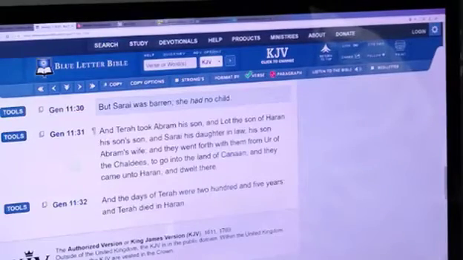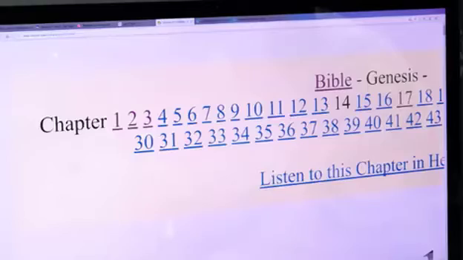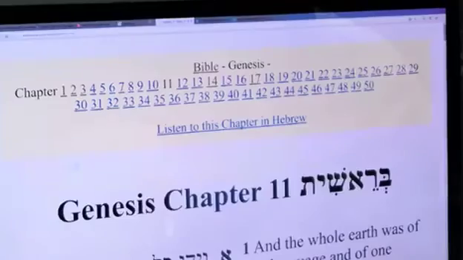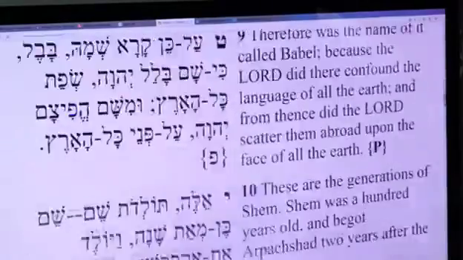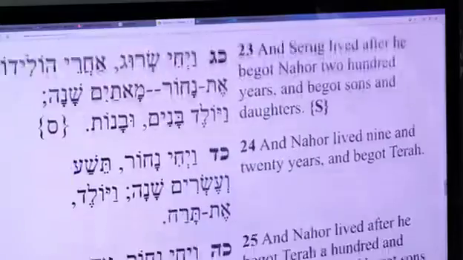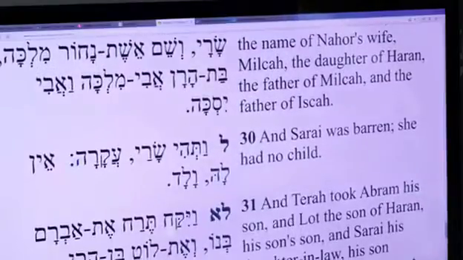All right, let's try Genesis 11 and 30. Let's go down to verse 30 and let's see what word is used to translate she. We'll see if it's the pronoun that we're looking for. All right, and again, it's using a suffix to denote she. It's using the suffix ha to denote she.